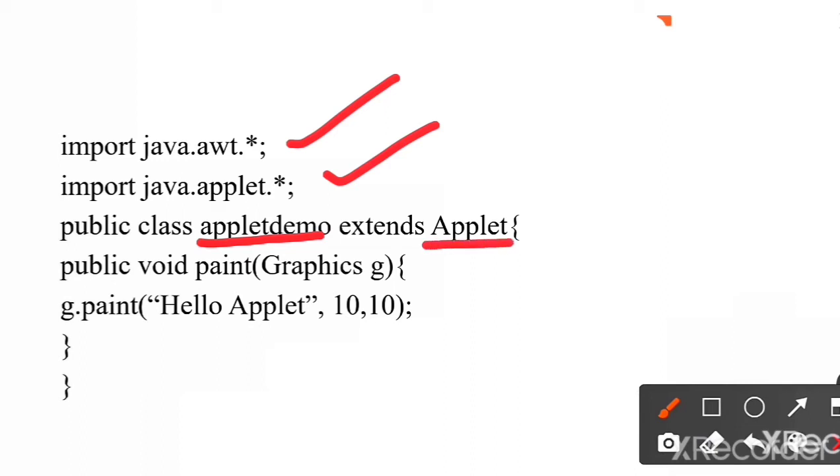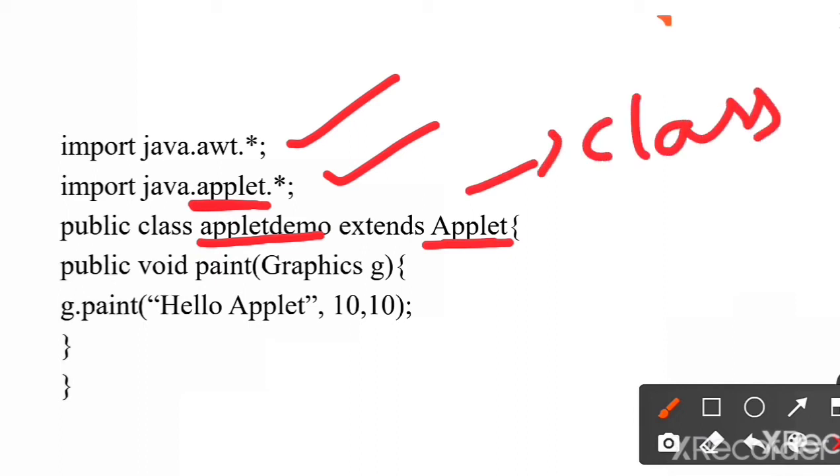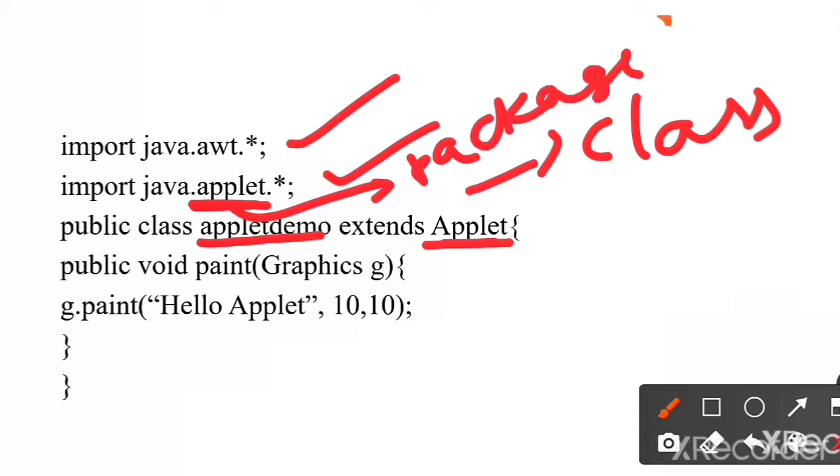Here Applet is the name of the class, hence it begins with a capital letter, whereas in the import statement, applet begins with a lowercase letter, because applet there is a package, it is not a class. This is a class and this is a package. There is a difference between a class and a package. To show that difference, they have followed that convention. Always the package name begins with a lowercase letter and the class name begins with an uppercase letter.